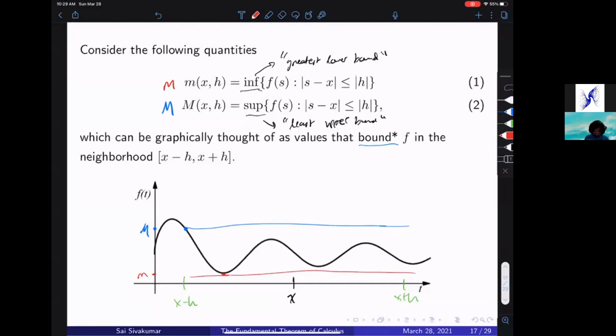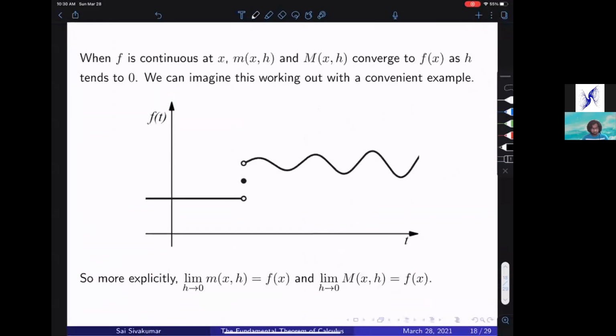So you can see that f of t is always in between, at least in this interval. If you look behind the x minus h, it goes above, but we're only worried about the interval x minus h to x plus h. We have capital M and lowercase m to bound it above and below, and it'll become useful later. This is where the continuity of f is important, because we want lowercase m and uppercase M to converge to f of x when we shrink h.